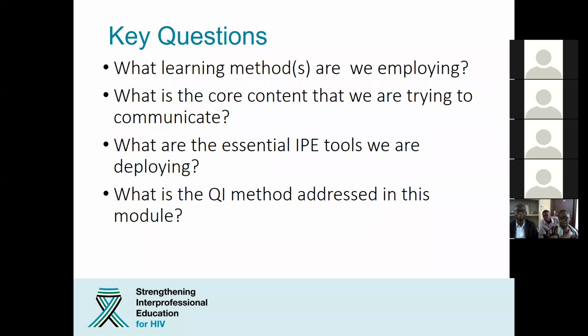this is sort of how to diagnose, or what are the things that could be causing respiratory distress in a patient with HIV? How do we diagnose and treat PCP? And then how do we engage with and best care for a patient who's using traditional and complementary medicine? As far as the IPE tools that we are deploying, not so many in this case.